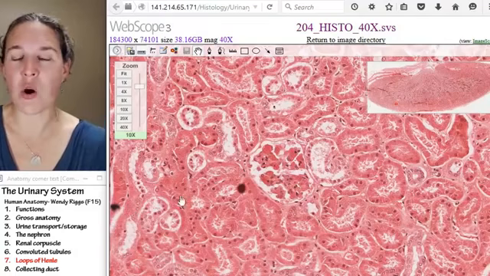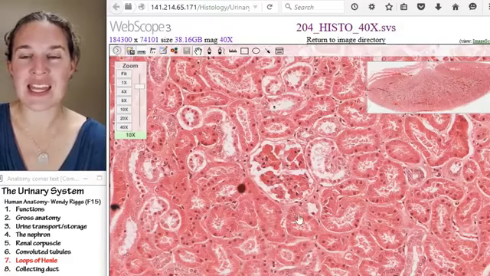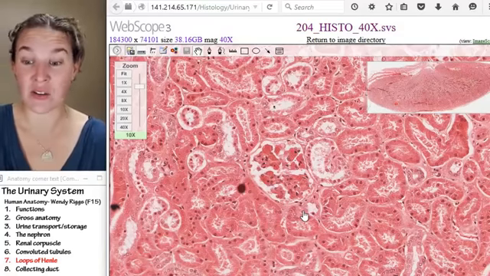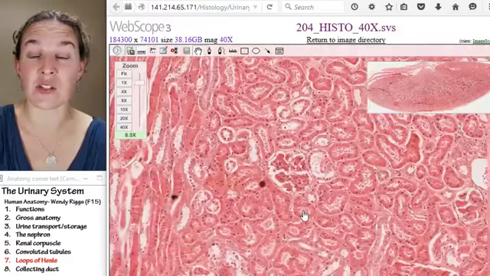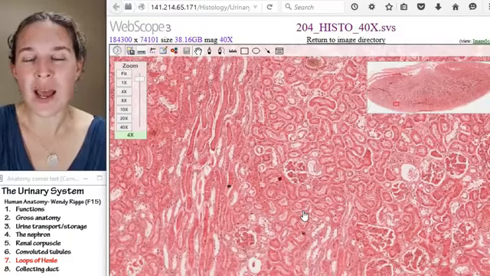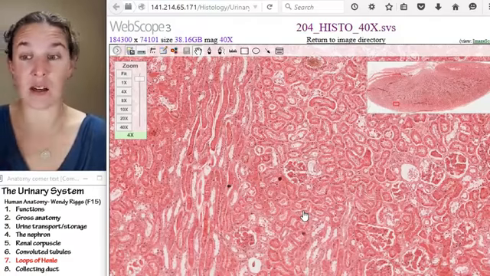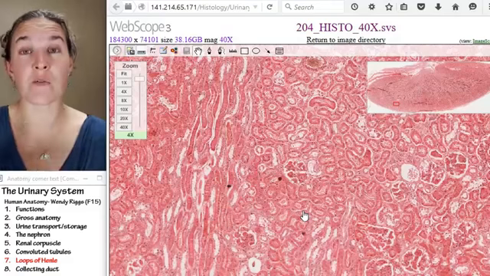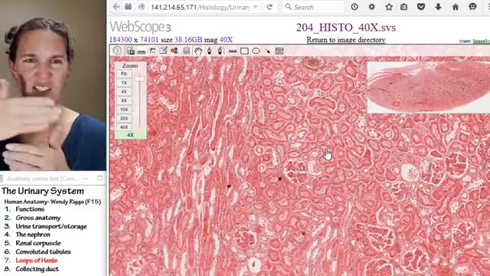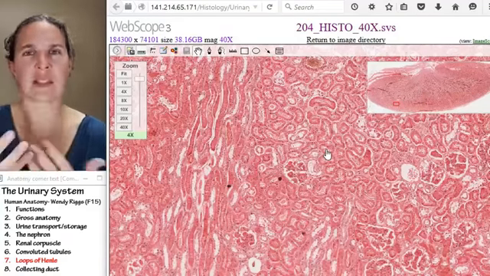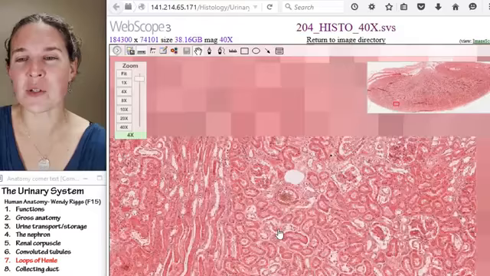We know that we could totally spend time in here looking through and labeling these in the cortex as either proximal convoluted tubules or distal convoluted tubules. We also have some collecting ducts in here that are receiving the filtrate from the distal convoluted tubule, because the distal convoluted tubules have to dump in somewhere, and the collecting ducts start up there. But let's go check out the medulla.